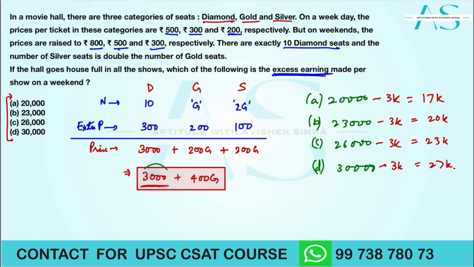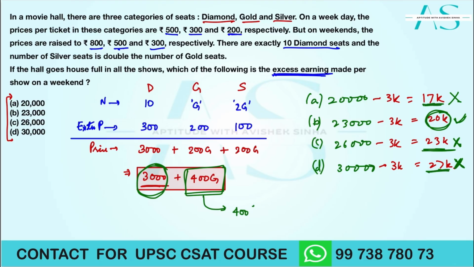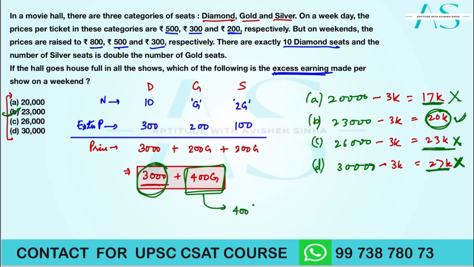When you subtract this 3,000, you are left with a value which is a multiple of 400. अब आप मुझे बताओ, क्या 17,000 400 का मल्टीपल है? नहीं है. तो दिस कैन नॉट बी द पॉसिबल आंसर. क्या 20K 400 का मल्टीपल है? यस. सो दिस कैन बी अ पॉसिबल आंसर. क्या 23K हो सकता है? नो. क्या 27K हो सकता है? नो. सिंपली बिकॉज दीज आर नॉट मल्टीपल्स ऑफ 400, द एक्स्ट्रा अमाउंट. Option B is our correct fit here.